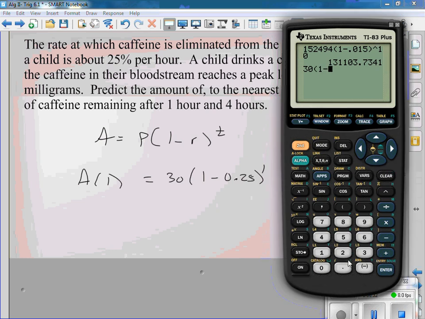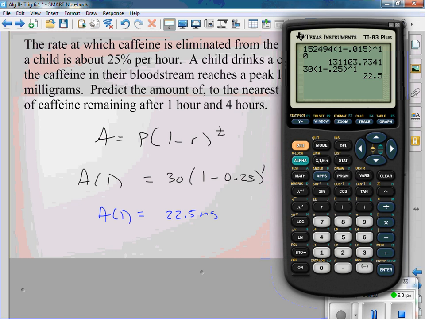1 minus 0.25 to the first, which I don't even need to the first. After 1 hour, there are 22.5 milligrams left in your body.